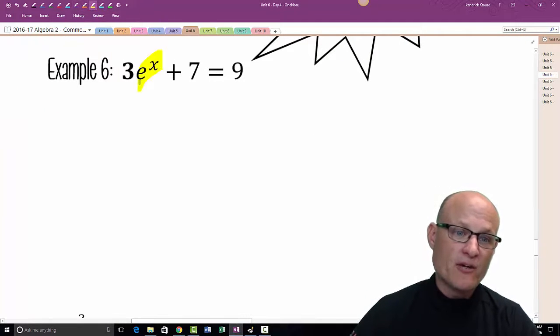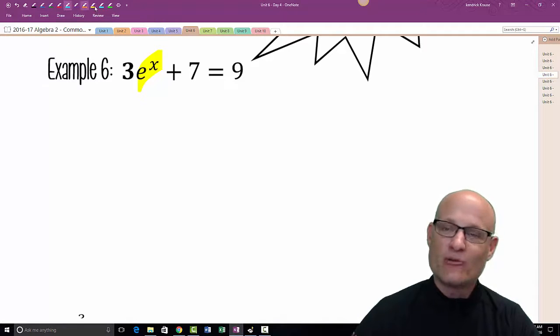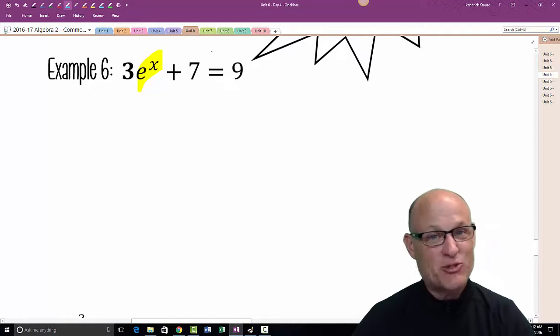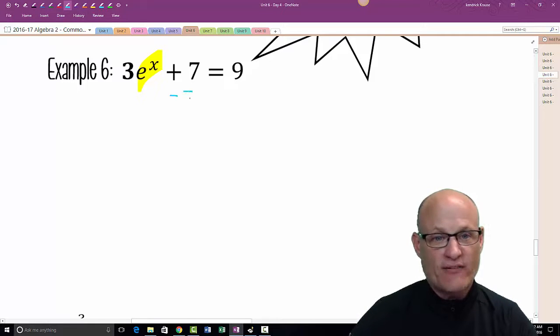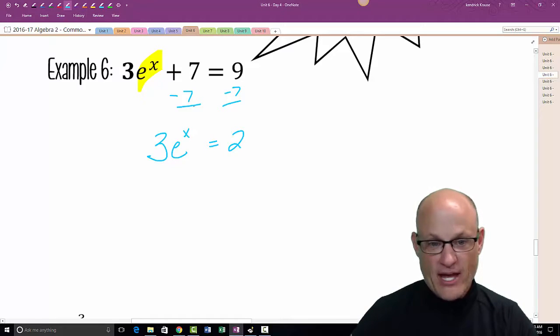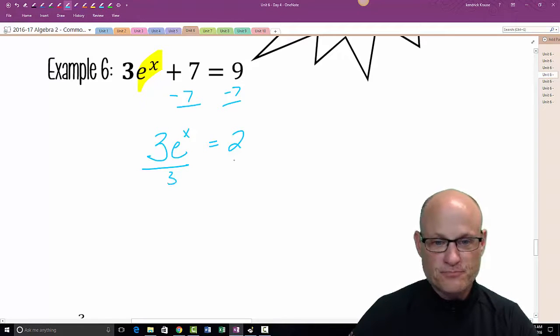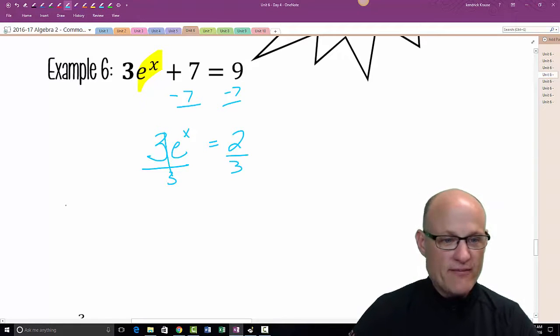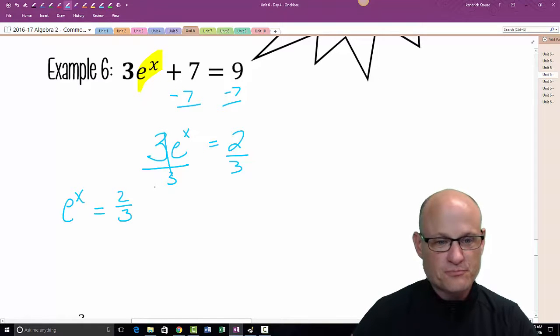Okay, let's take a look. Here's our weird thing. We got to get it all by itself. Now, just like everything else, adding and subtracting first, and then multiplying and dividing. So we're going to first move this 7 over. So we end up with 3e to the x equals 2. Then we're going to divide by 3, and we have e to the x equals 2/3.